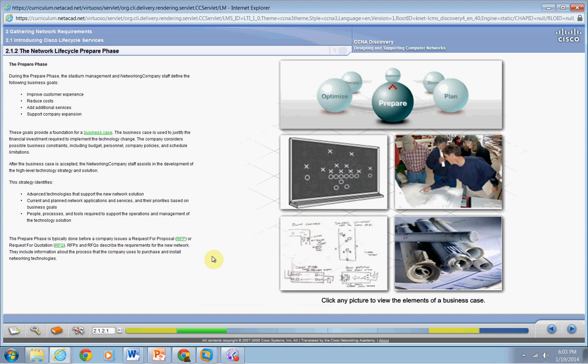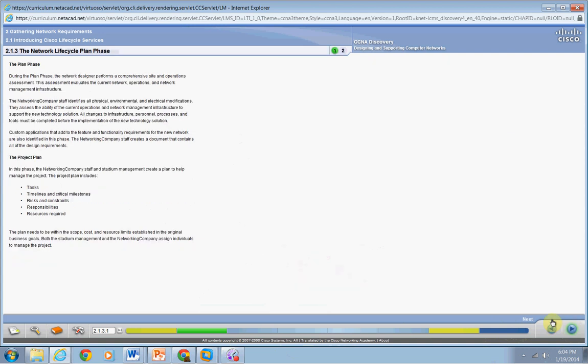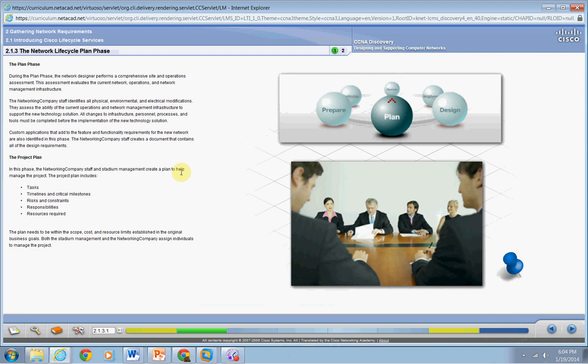So then you move on to the plan phase. You go from the prepare phase, which is pretty much setting your business goals and your business case, so your customer experience, reduced costs, additional services, and company expansions. Then it moves into the plan phase, where you're identifying the initial network requirements. In these requirements, you're going to consider the goals, the facilities you're going to be implementing this network in, and your user needs. This involves the sites and any existing networks. And are the existing networks able to support the proposed system? That's just a question you need to get an answer for.